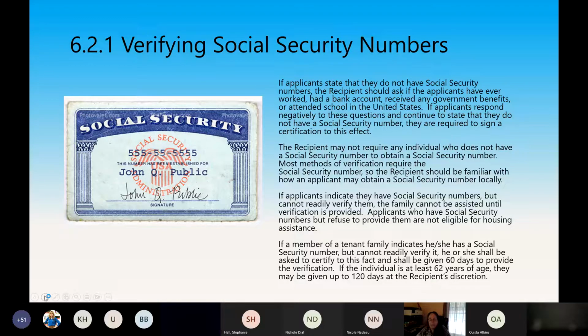If a member of a tenant family indicates that they have a social security number but cannot readily verify it, he or she shall be asked to certify this fact and be given 60 days to provide the verification. If the individual is 62 or older, you can give them up to 120 days at the recipient's discretion.